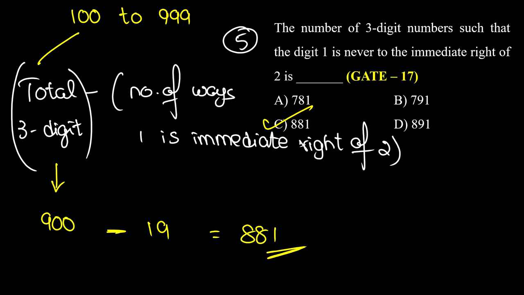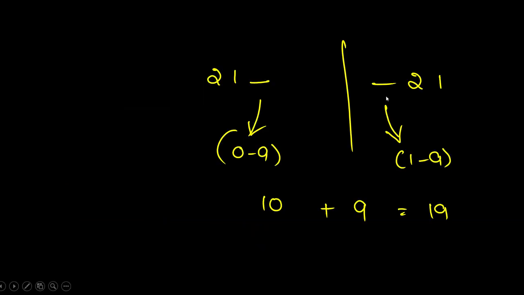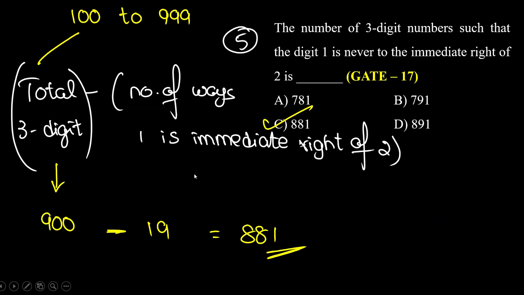891 is also given. One is immediate right of 2. There are 2 chances: this one and this one. Many people do only one among these and end with a wrong answer. So be aware of things. This is a bit next level question, agreed. We should take the challenge. Slowly we are moving to the difficult questions. Next question we are moving.